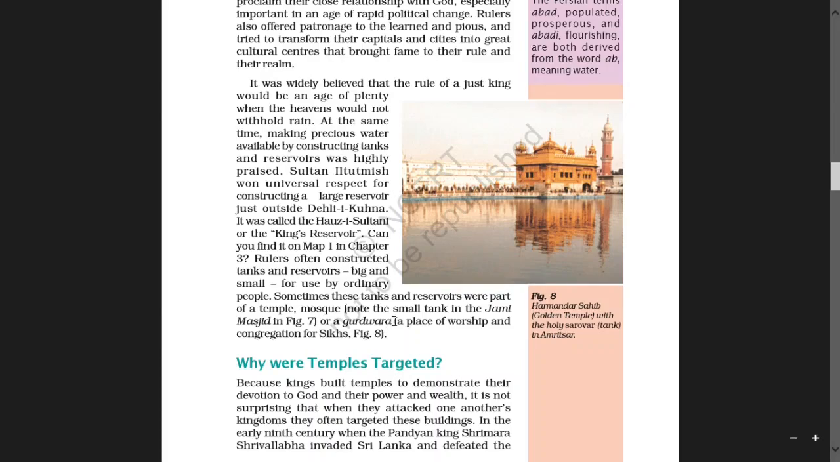A Gurdwara is a place of worship and congregation for Sikhs, where people assemble for religious worship. See the picture given in Figure 8. This is the Golden Temple of Amritsar.